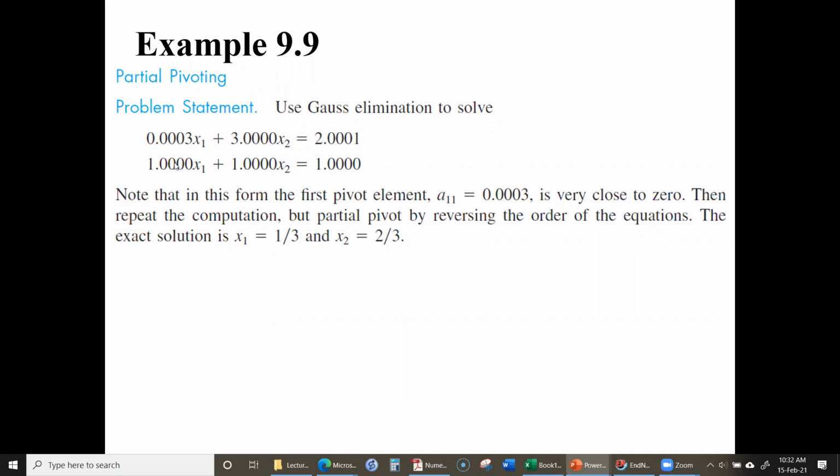But here you can see that this 0.0003 can be a problematic coefficient, because it is at the pivot position. Pivot positions are those which are at the diagonals: first row, first column, second row, second column, third row, third column, and so on. So these are the pivot positions. So for this system, the solution of the system is 1/3 and 2/3.